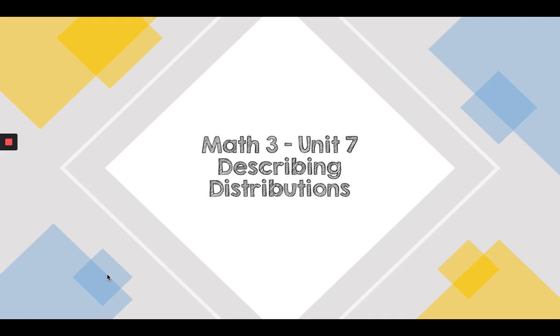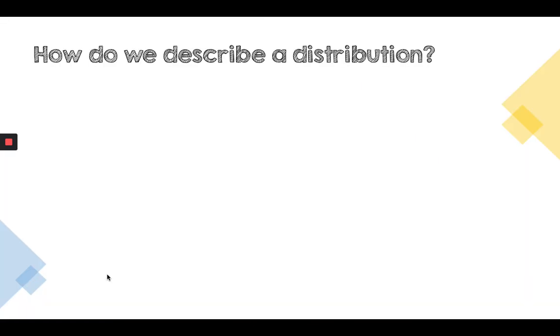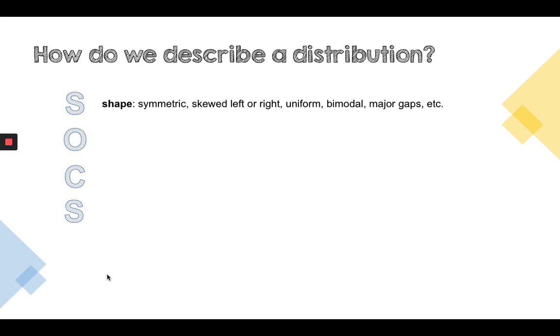We are going to talk about describing distributions. And how do we describe a distribution? So there's 4 things we need to remember to include when we describe a distribution, and the way I remember those 4 things is SOCS, S-O-C-S. So the first S stands for shape of the distribution.